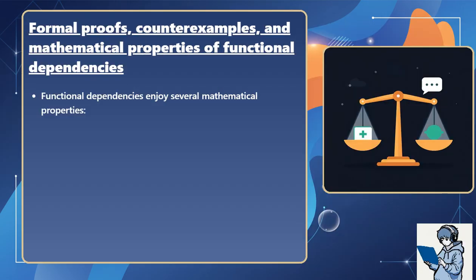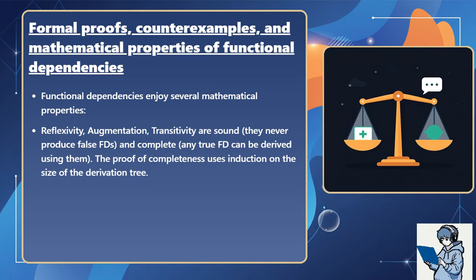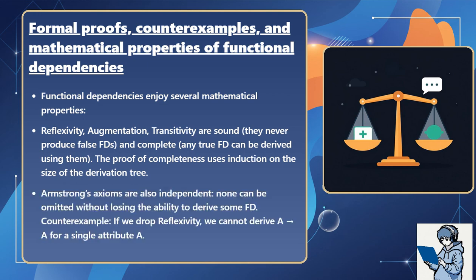Functional dependencies enjoy several mathematical properties. Reflexivity, augmentation, transitivity are sound. They never produce false functional dependencies, and complete: any true functional dependency can be derived using them. The proof of completeness uses induction on the size of the derivation tree. Armstrong's axioms are also independent. None can be omitted without losing the ability to derive some functional dependency. Counterexample: if we drop reflexivity, we cannot derive A determines A for a single attribute A.